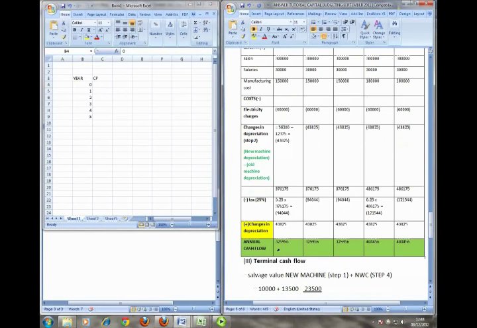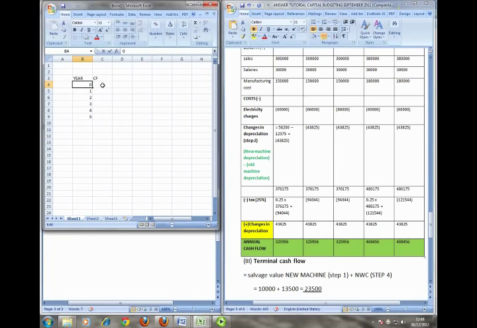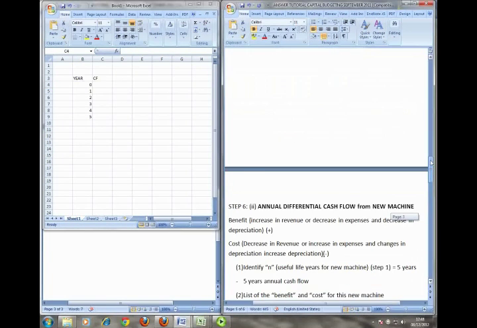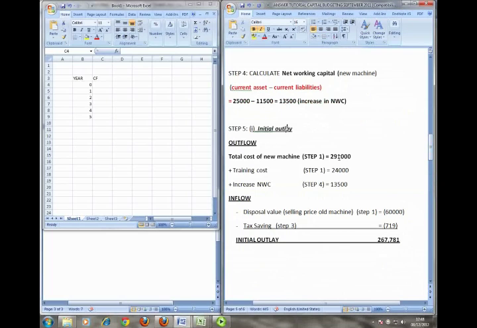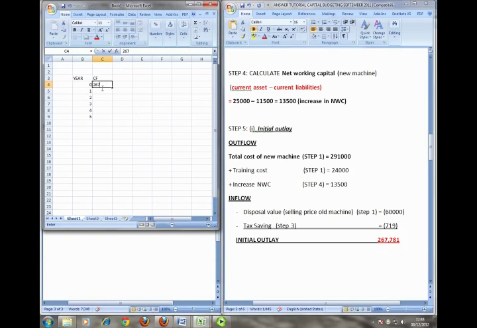Now, after you get your annual differential cash flow and terminal cash flow, you try to do it vertically. First must be your IO. IO you can get from your step 5. As you can see, this is your IO: 267,781.